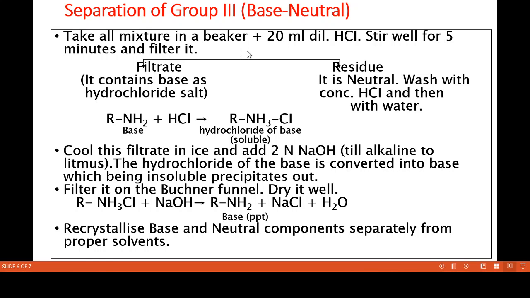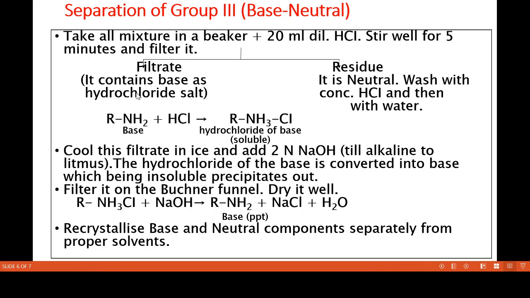Then we filter this compound. Again we get filtrate and we get residue: residue which is present on the filter paper and filtrate which is present in the beaker. This residue contains our second compound. This one is a neutral. Wash with concentrated HCl or dilute HCl, then wash with water. Why do we wash with the concentrated HCl? Again, if our residue contains some base compound, it gets dissolved out and we get a pure neutral compound.